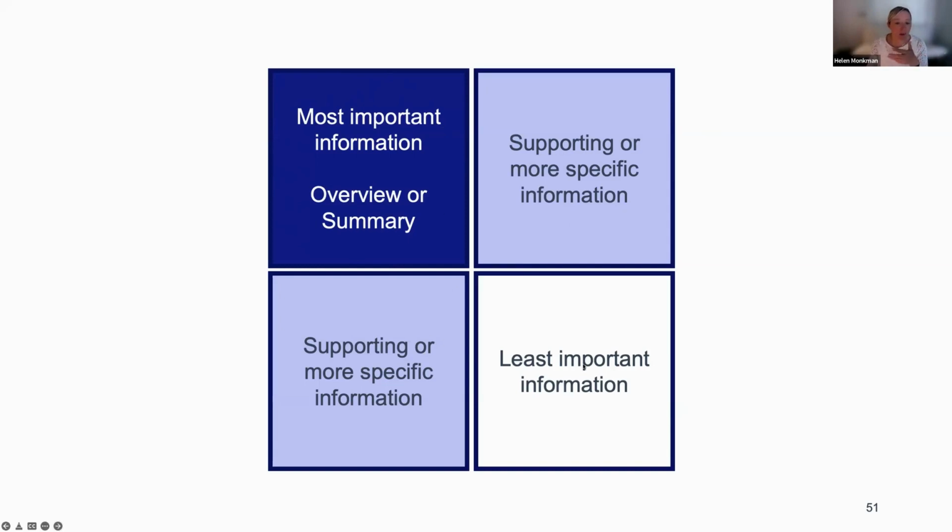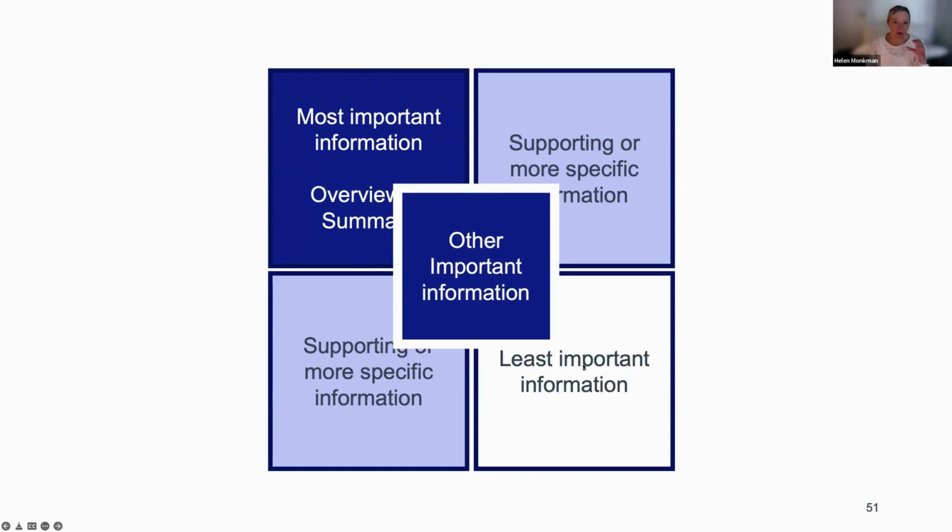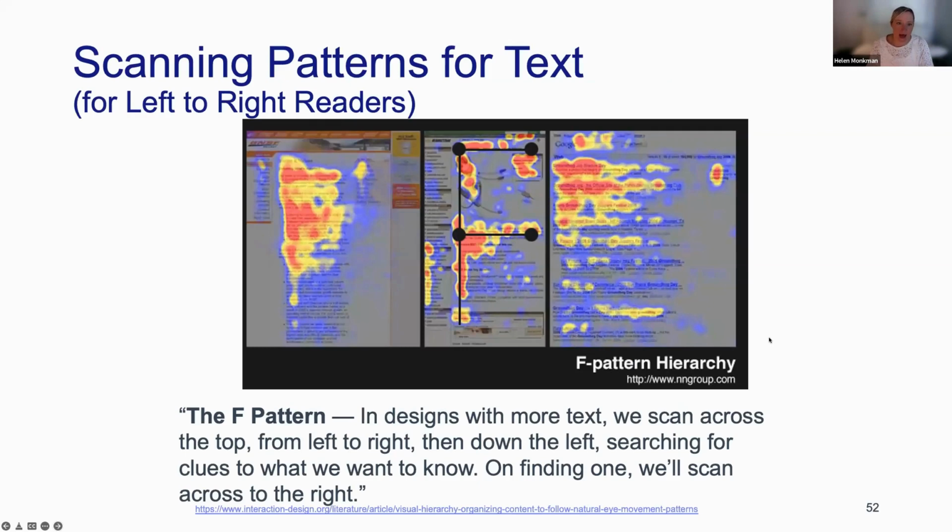And then the least important information should go in the bottom right. If we have other important information, we might want to have it centered and have things around it. It depends. You might have to try out different layouts and see what works for you and test it out with people. Users are the best.